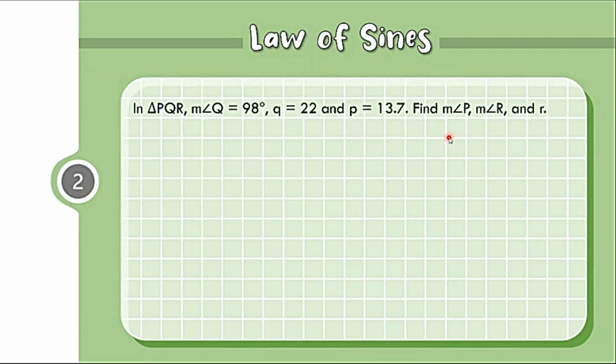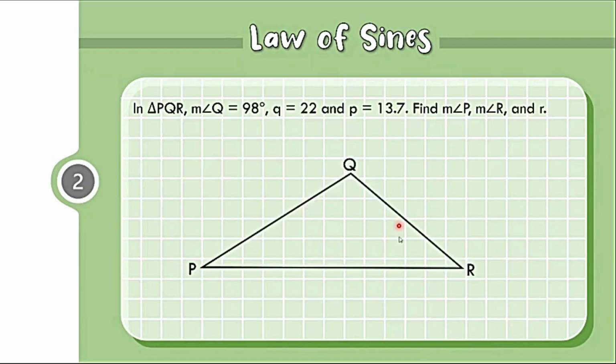Once again, let us draw a triangle that illustrates triangle PQR. Next, let us name the sides of this triangle. Since we have here angle P, the side opposite to it will be named side p. Since we have here angle Q, the opposite side to it is named side q.